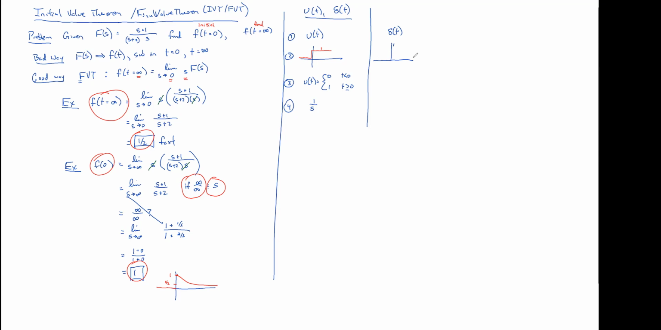an arrow pointing up to infinity with 1 in parentheses. That doesn't mean it goes up to 1. It goes up to infinity, but it has an area of 1.